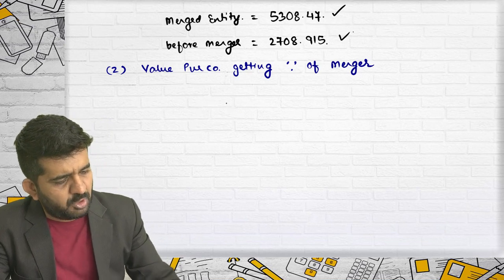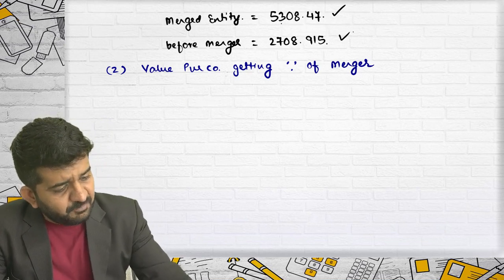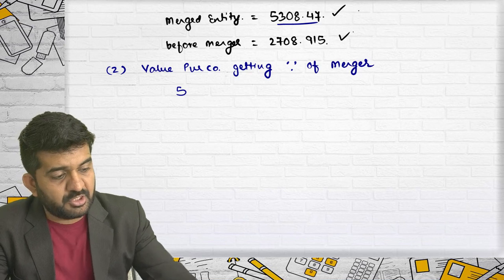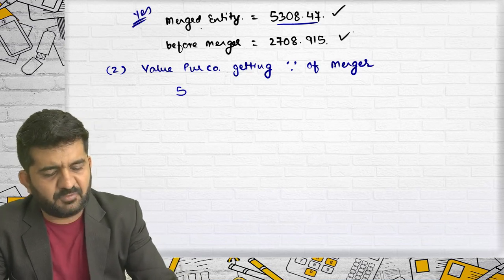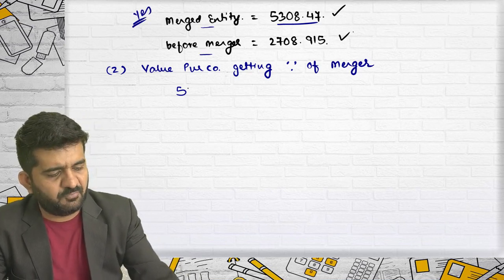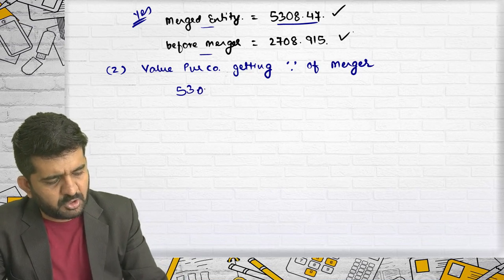Before merger, what was your value? After merger, what is your value? Both values are of Yes Limited only. This is after merger, this is before merger. After merger, what was the value?